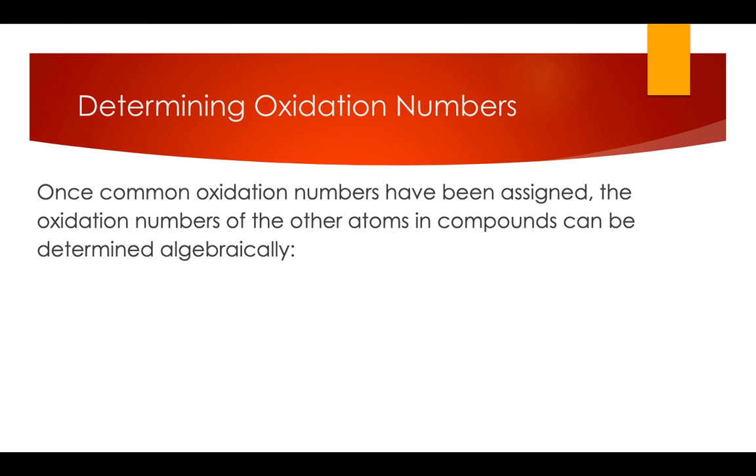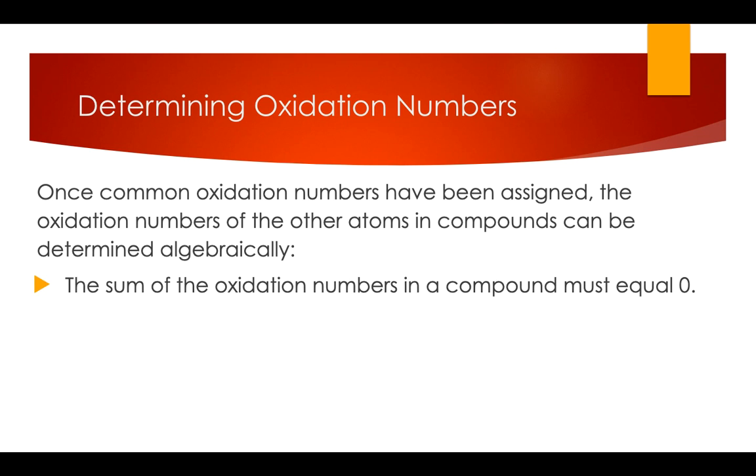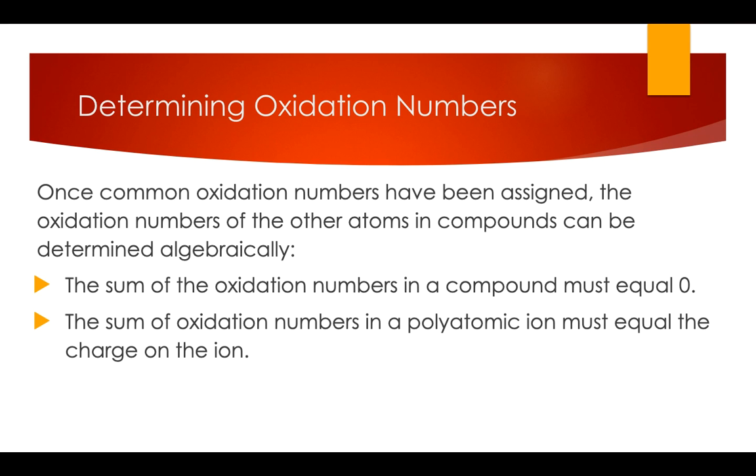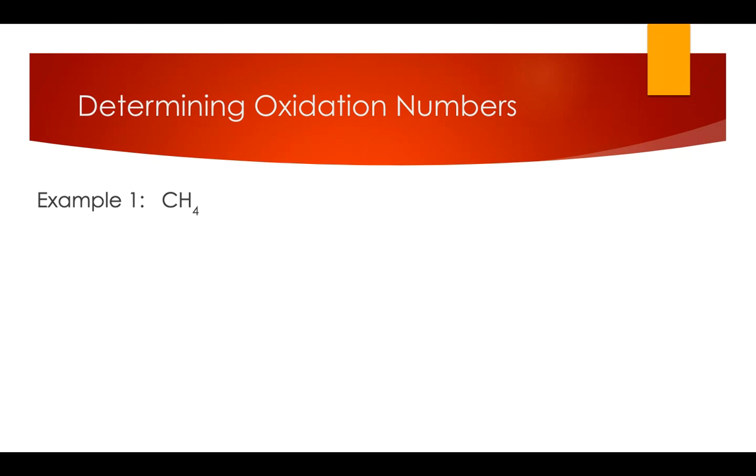So once you have assigned the common oxidation numbers, the oxidation numbers of the other atoms in the compounds can be determined algebraically, because the sum of the oxidation numbers in a compound must equal 0, and the sum of the oxidation numbers in a polyatomic ion must equal the charge on the ion. So let's look at some examples to understand what that means.